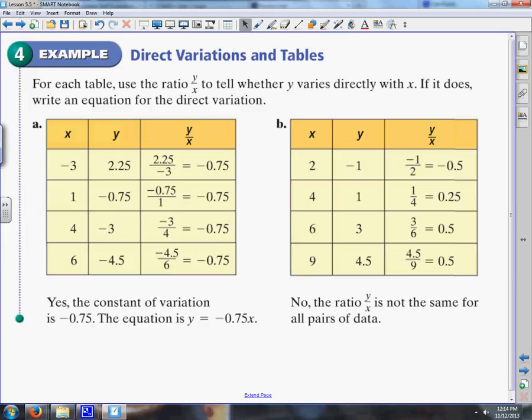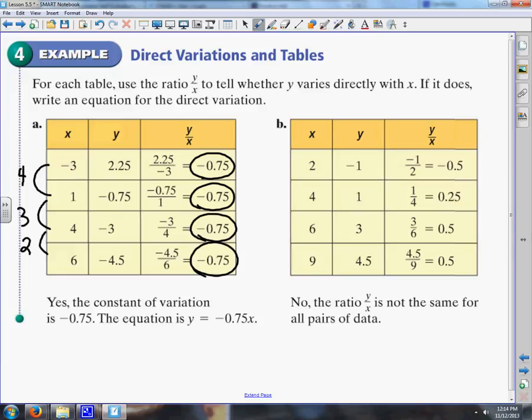Okay, direct variations and tables. For each table, use the ratio y over x to tell whether y varies directly with x. If it does, write an equation for the direct variation. So you don't need to copy this down, I just want you to look at it, okay? And notice here, y and x, as I put the numbers in, -3, 1, 4, and 6, this takes 4 to get to it, this is 3, and this is 2. The differences. And then here's what they got for their answers. And then if I looked at y divided by x, they all equaled the exact same. So this is a yes.